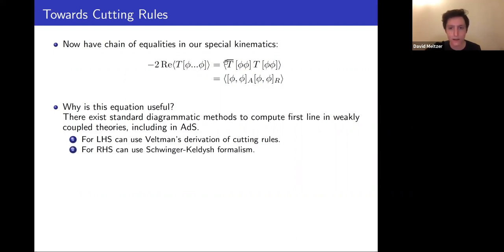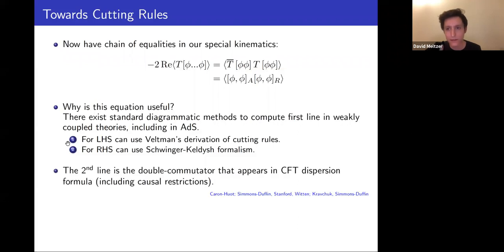And the right-hand side, this partially time-ordered correlator, can be computed using the Schwinger-Keldysh formalism. And for those special set of momenta I gave, these two are of course equivalent. But really it's the second line we're after. This causal double commutator is the object that appears in the CFT dispersion formula. And that includes these causal restrictions, which are usually made implicit.